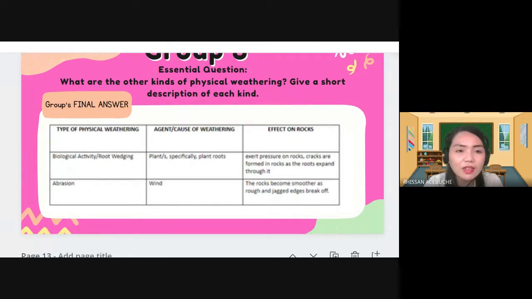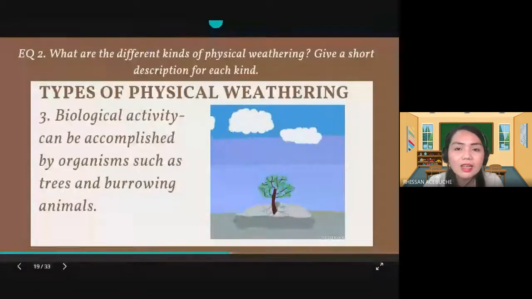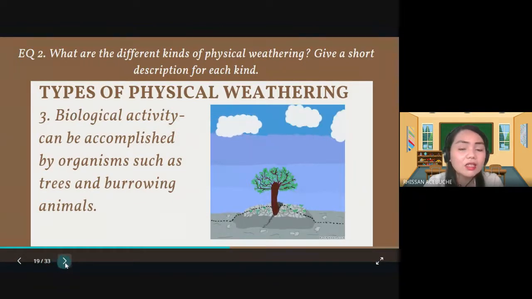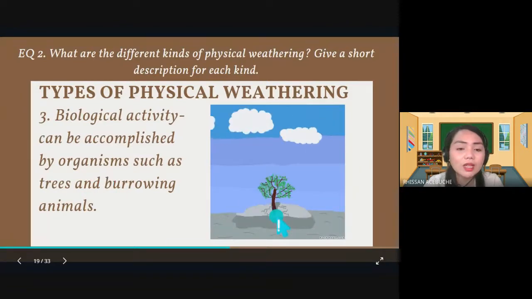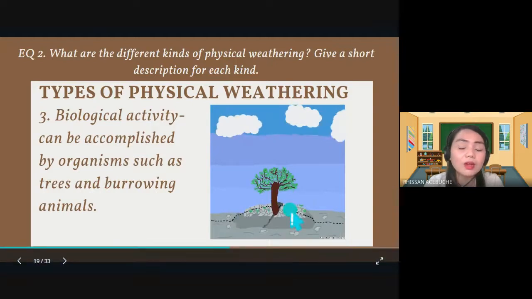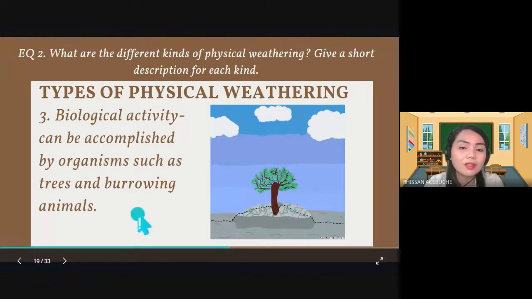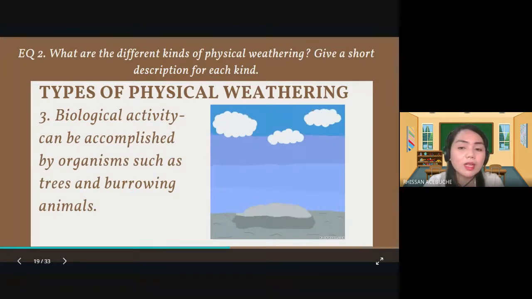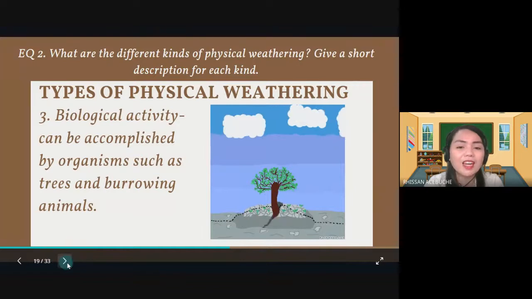So they have also given us a correct explanation of the other 2 types of physical weathering. So I will also be giving them 12 over 12 based on our rubrics. So again, the 2 types of physical weathering that they've discussed are biological activity. So this could be caused by plants and also by animals, right? So for the plants, the roots can grow through the cracks of the rocks, and it will cause the rock to break up or to break down. While the animals can also cause the rocks to break down by applying force on them, right?